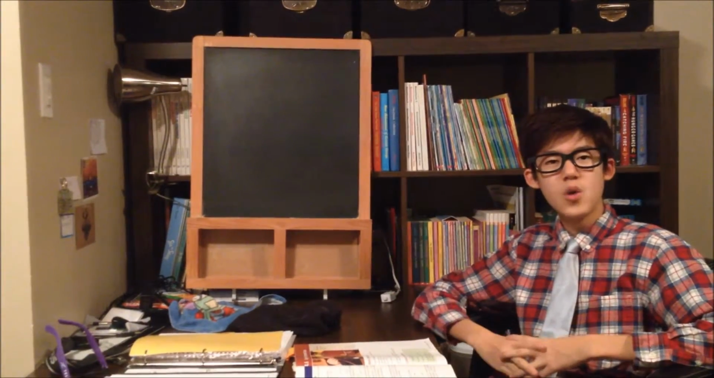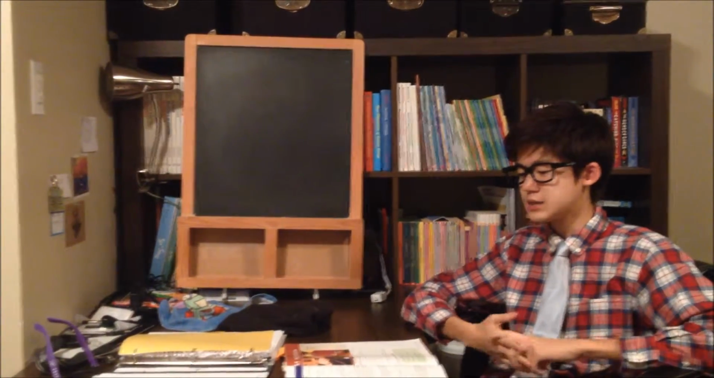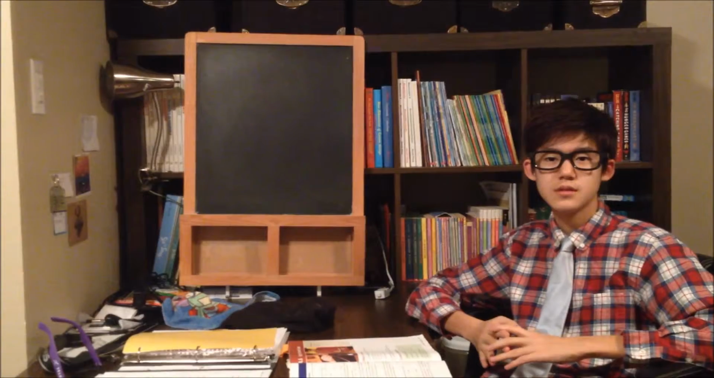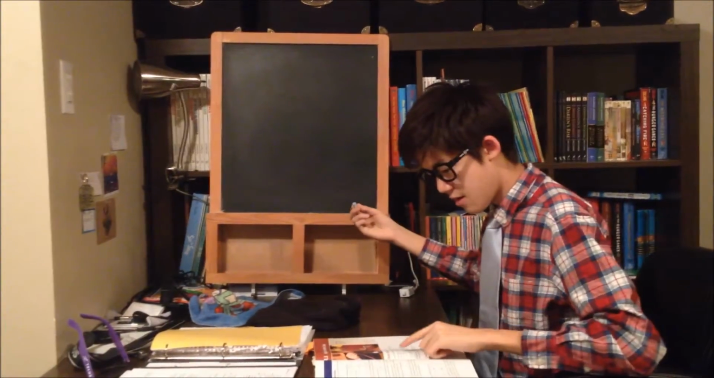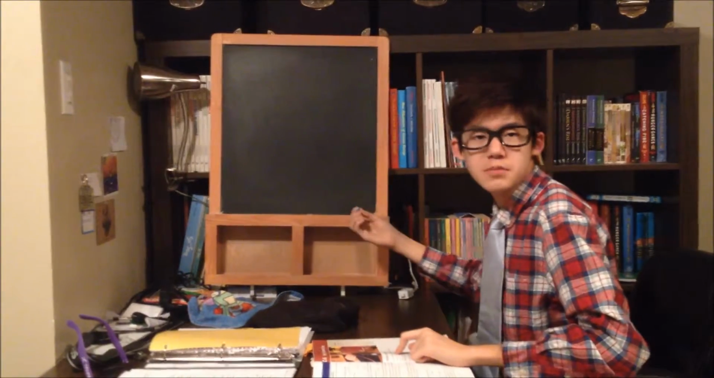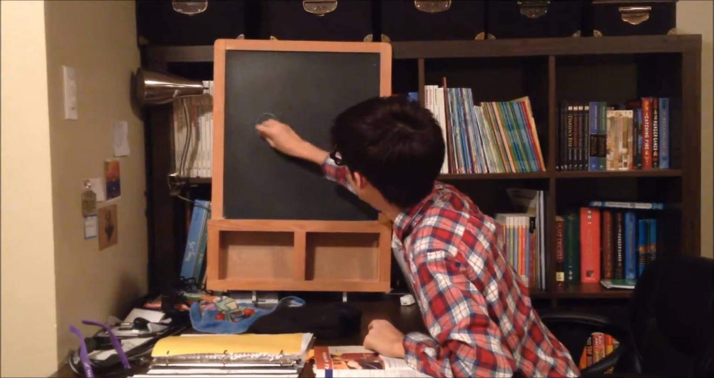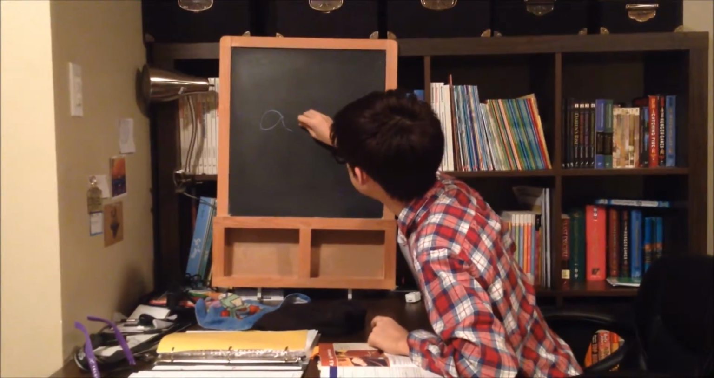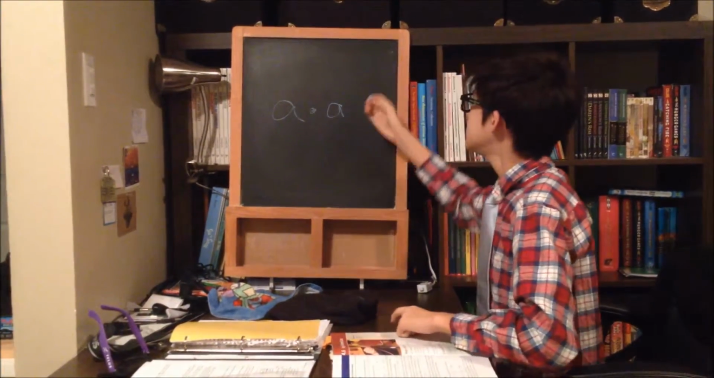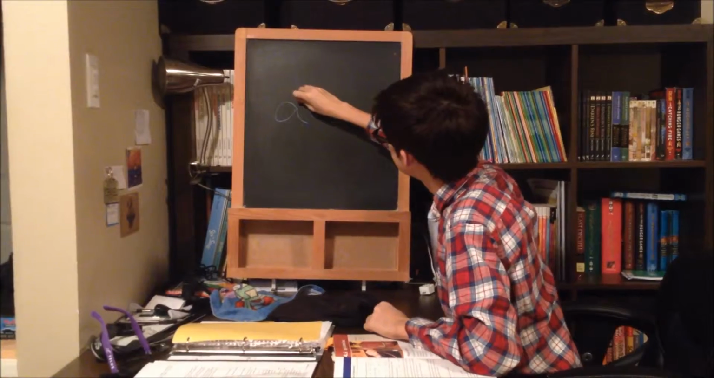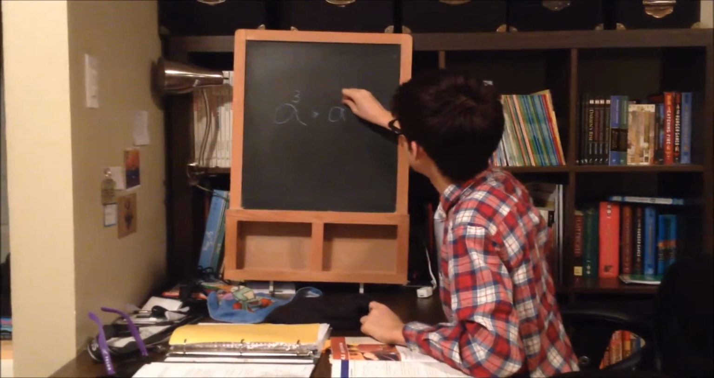So today, we're going to learn about product of powers. We're going to start off by having two similar bases. We're going to have A times A. And for exponents, we'll have 3 and 2.